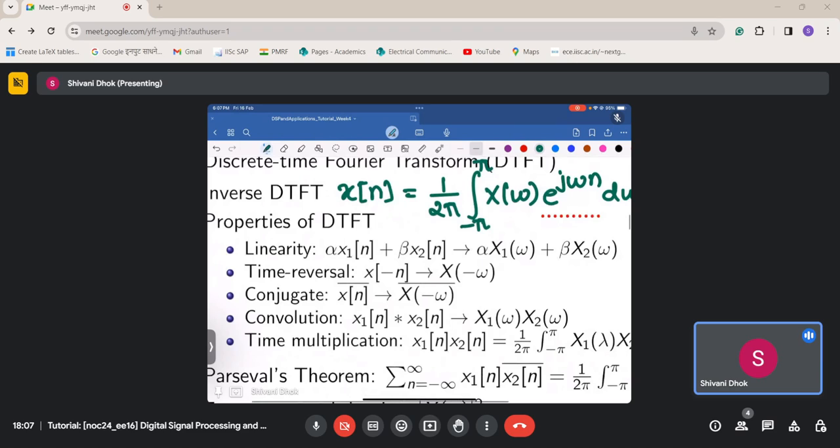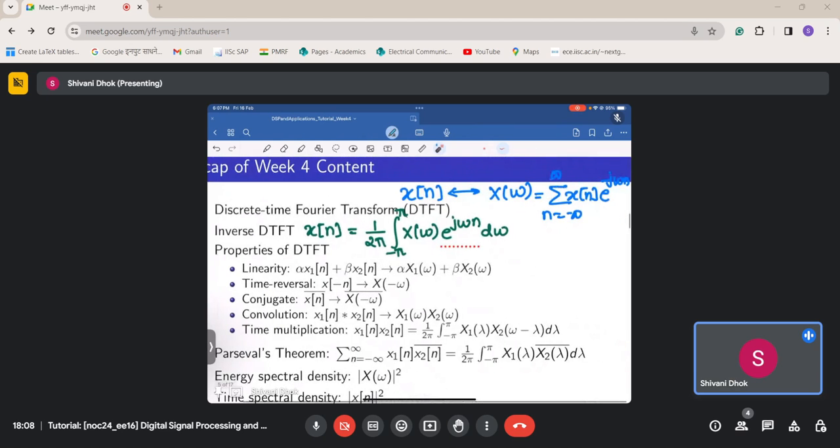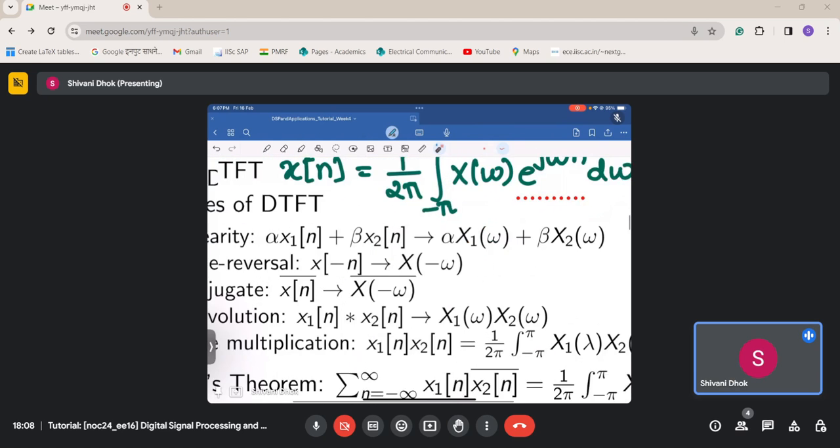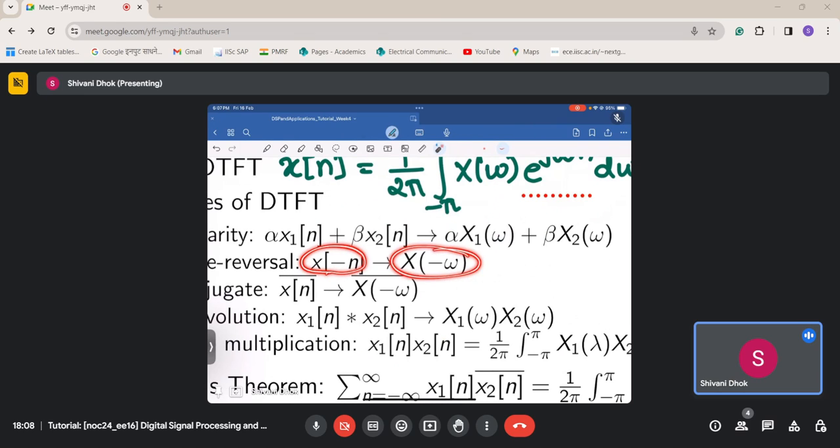After that, a few properties of DTFT were discussed. The first was the linearity property. If I have x1 of n with corresponding DTFT X1 of omega, and x2 of n with corresponding DTFT X2 of omega, then the linear combination alpha x1 plus beta x2 will have the DTFT alpha X1 of omega plus beta X2 of omega. After that, the time reversal property was discussed: if x of n has DTFT X of omega, then x of minus n will have DTFT X of minus omega.